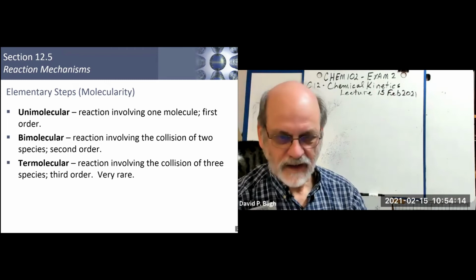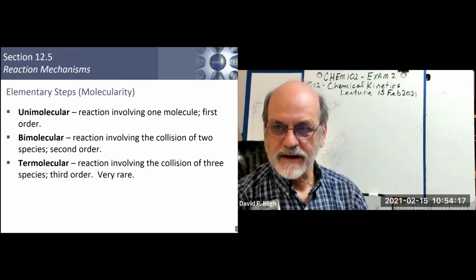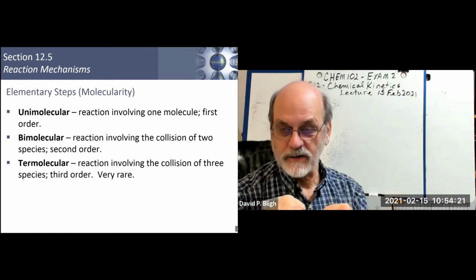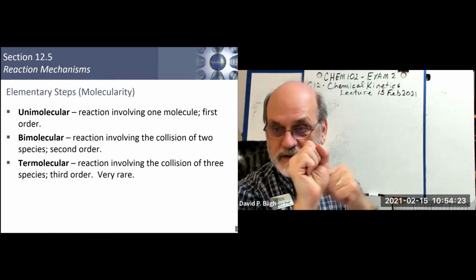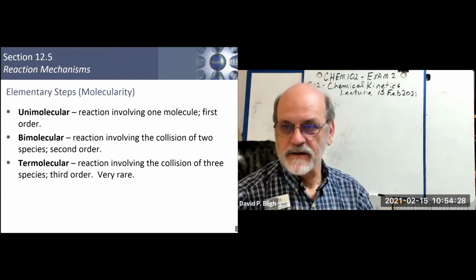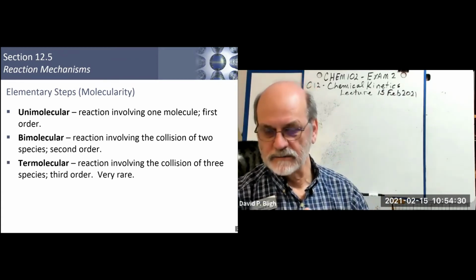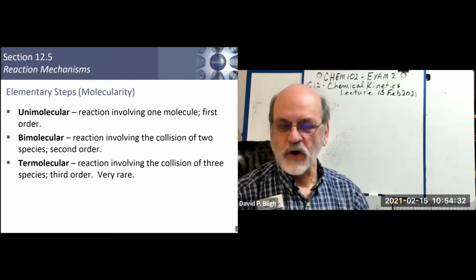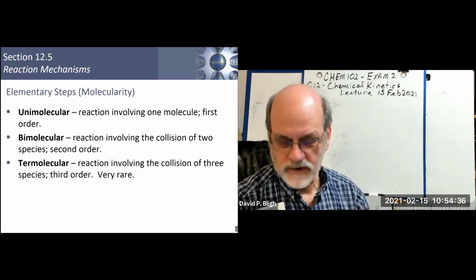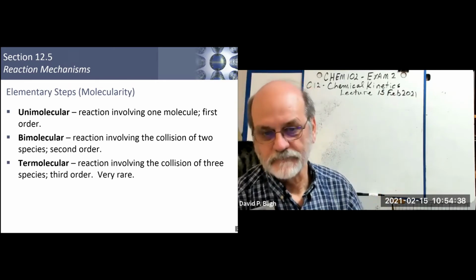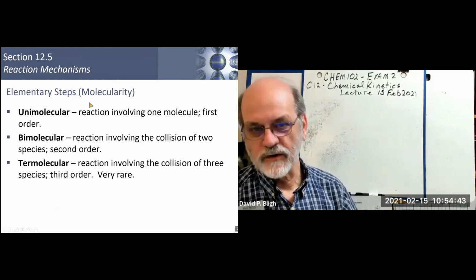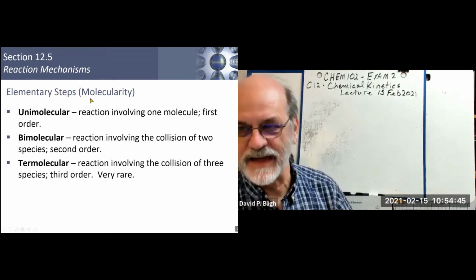Termolecular, the probabilities of getting three molecules together with sufficient energy and the correct orientation to make the change is almost impossible. We only use termolecular elementary steps when there's no other choice. All right. That's also called the molecularity of the elementary step.